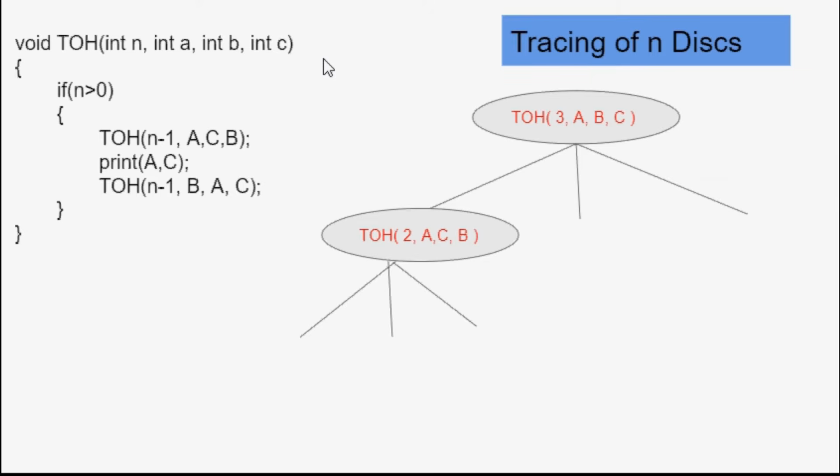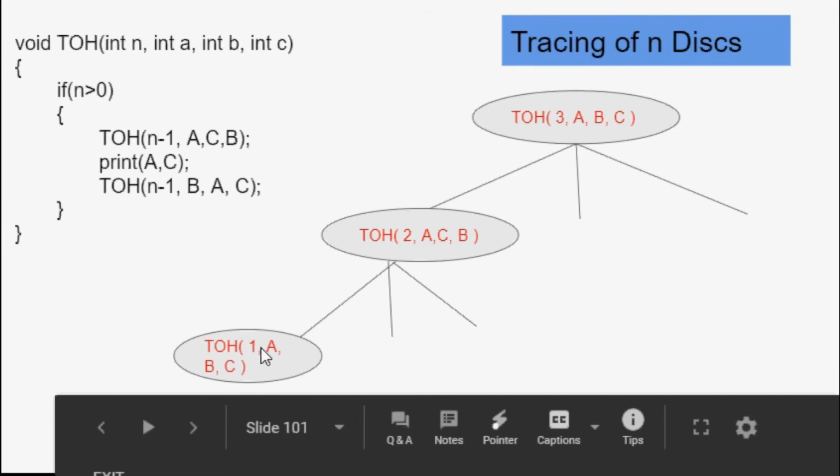Again TOH, that is a fresh start. You need to forget about the previous call right now. This is the fresh start. So here also again you need to check whether n is greater than 0. Now what is n? Number of disks, that is 2, that is greater than 0. Yes, so we will get into this if block. Now here again we'll make a call, that is n-1. What is n here? That was 2. So n-1 would be 1.